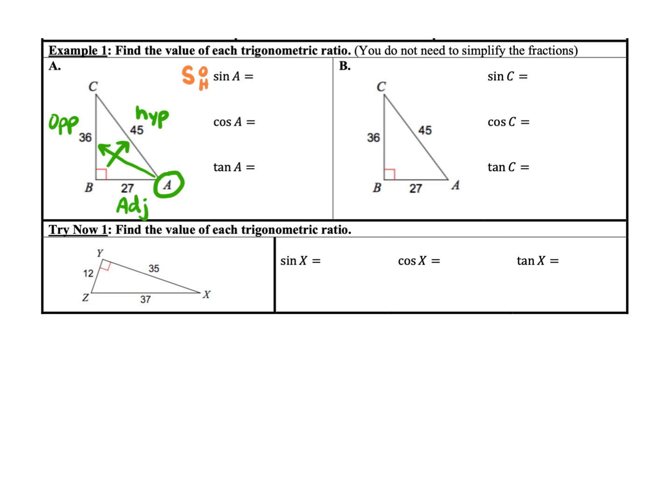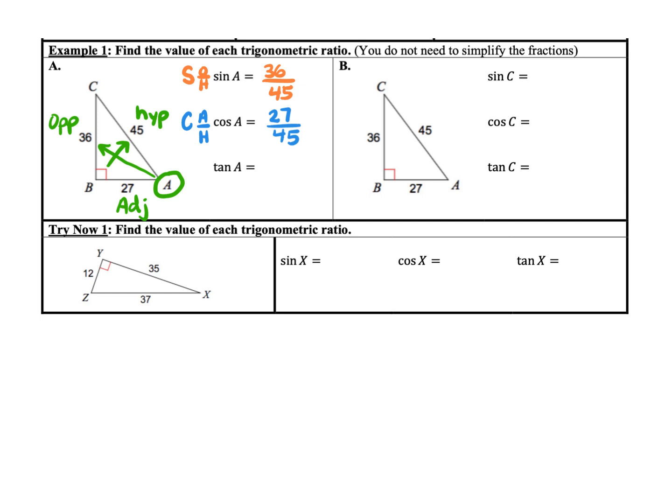So we have the opposite in the numerator, which is 36, divided by the hypotenuse, which is 45. So that's the SO of SOHCAHTOA. Next, we have cosine, and cosine is the CA of SOHCAHTOA. So that's A over H. Well, adjacent side in our picture is 27, and the hypotenuse is 45. So the cosine of A is equal to 27 over 45.